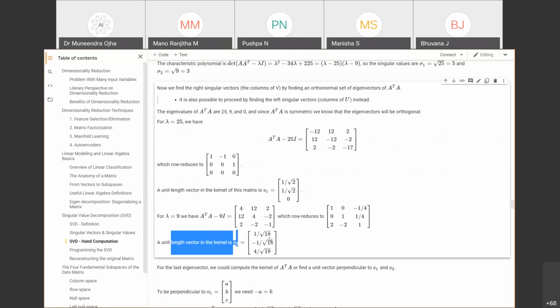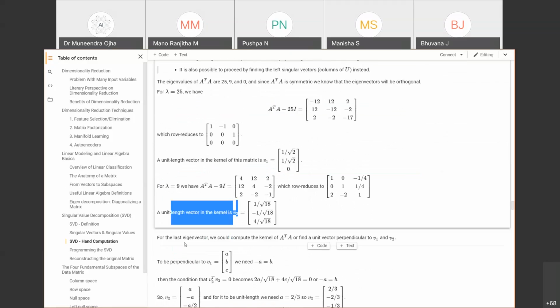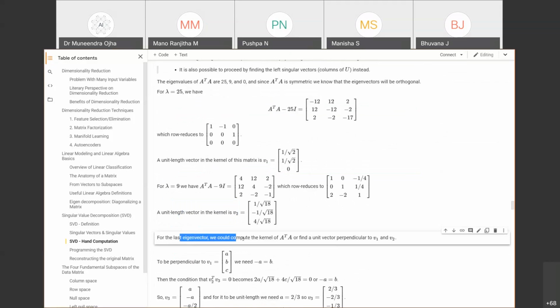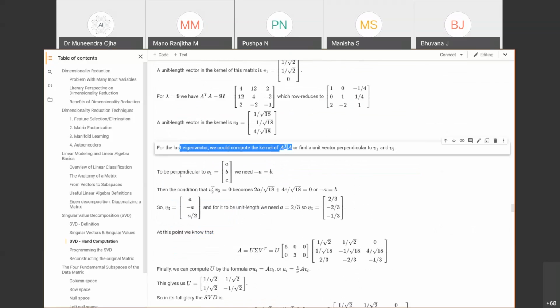That is 1 upon root 18, minus 1 upon root 18, and 4 by root 18. Okay. So for the last eigenvector, we could compute the kernel of A transpose A in this fashion, or we can find it as a unit vector perpendicular to V1 and V2. Both methods are possible. We just need to find the eigenvector.